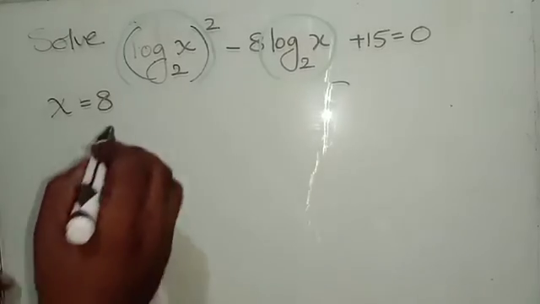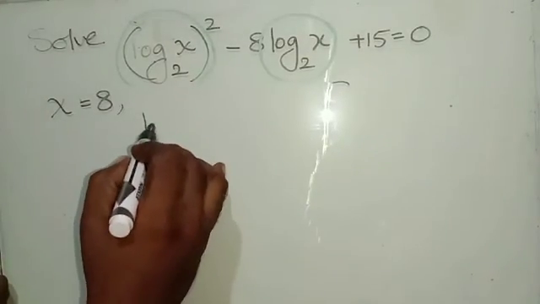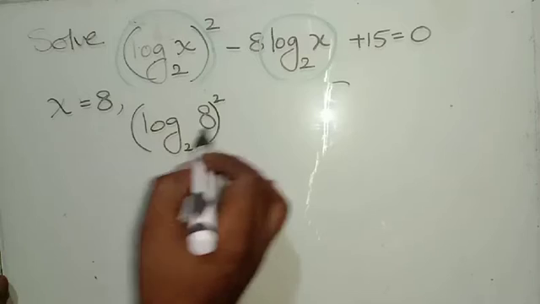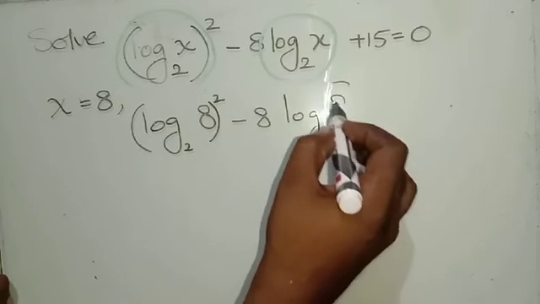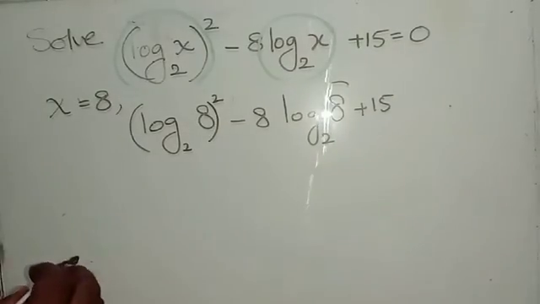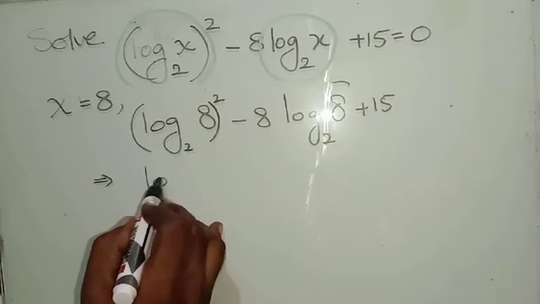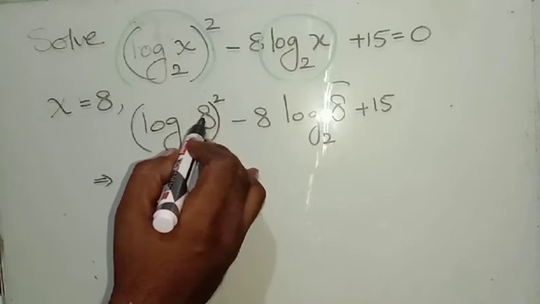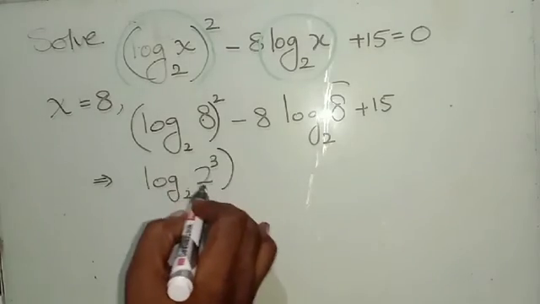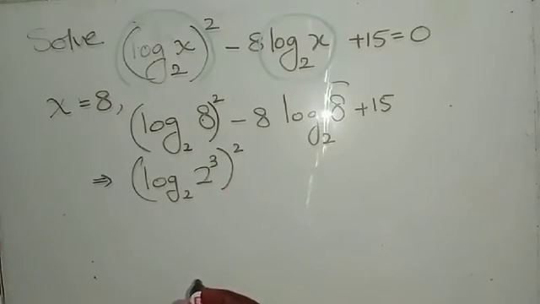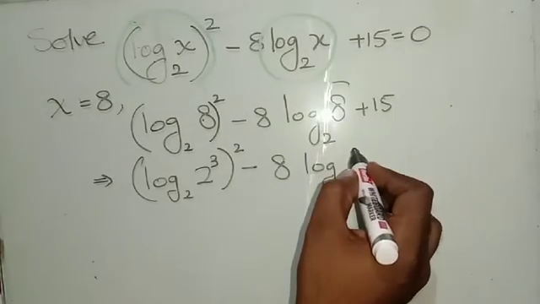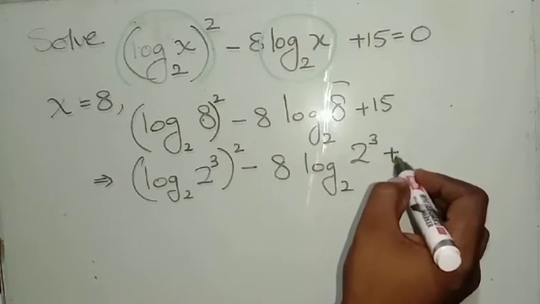If x is equal to 8, we get log 8 square base 2 minus 8 log 8 base 2 plus 15 is equal to 0. We need to show that it is equal to 0. So that implies log, I'm changing 8 as 2 cubed, of base 2, minus 8 log, I'm changing 8 as again 2 cubed base 2, plus 15.